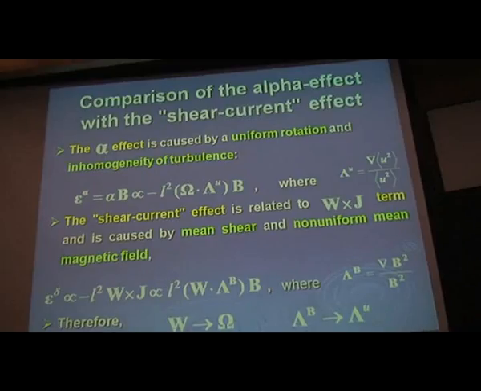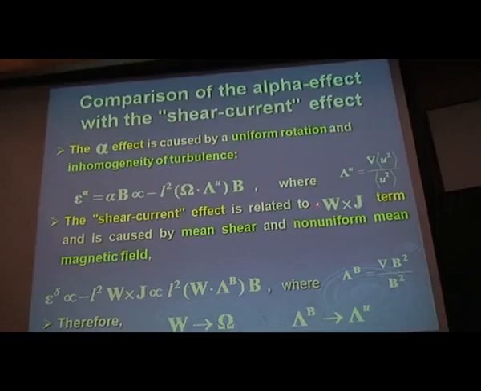Let's compare this effect, the W×J term, with the alpha B term, called the kinetic alpha effect. If we have uniform rotation and inhomogeneous turbulence, then the alpha effect is determined by this scalar product multiplied by the maximum scale of fluid motions.